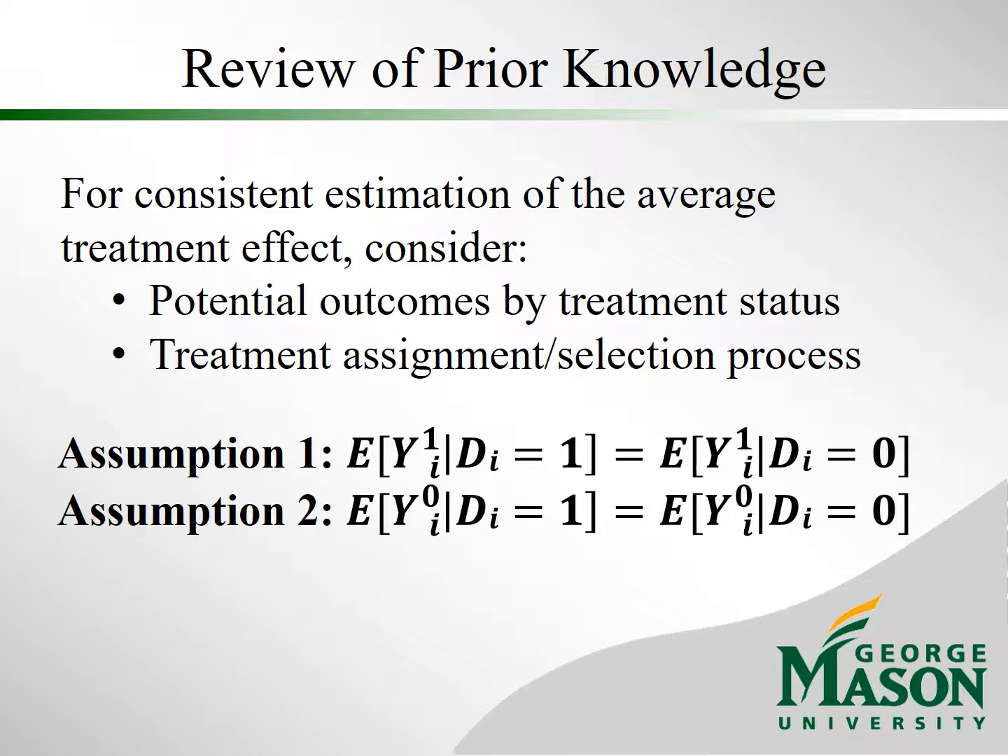So what do we do about the counterfactual conditional expectations? Well, when estimating causal effect, two assumptions that support consistent estimation of the average treatment effect include: one, assumptions about potential outcomes for subsets of the population defined by treatment status, and two, assumptions about the treatment assignment selection process in relation to the potential outcomes. These assumptions allow us to develop the following equality assumptions which aid in reducing the number of unknowns in our prior equation.